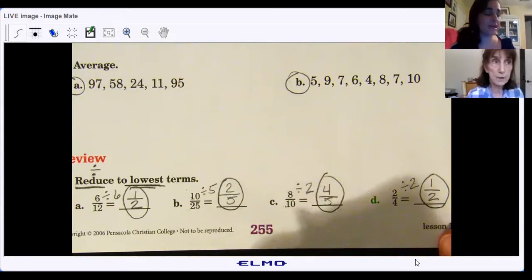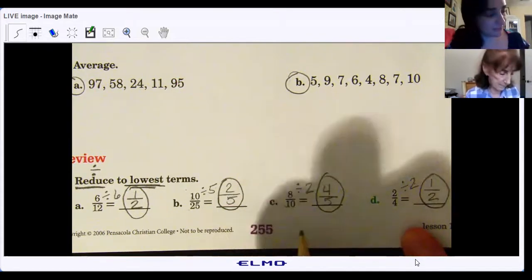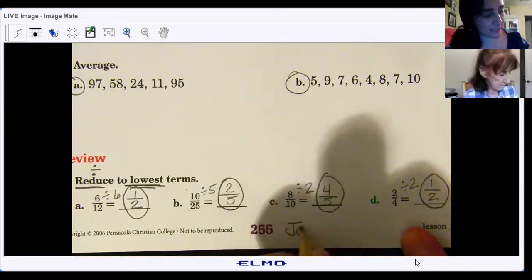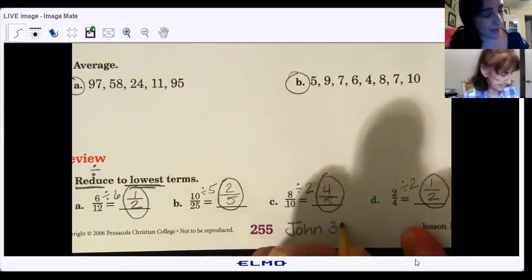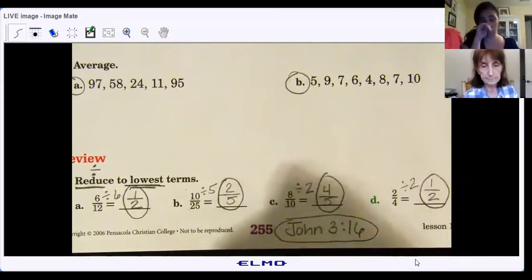What do you think? Token. How about a code verse? Oh, okay. What's on the back? We have a verse. How about John 3:16? That's a good one. Hey guys, if you have John 3:16 at the bottom, you will get bonus points.